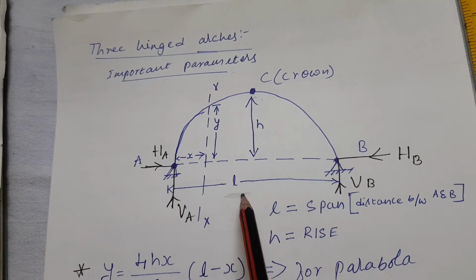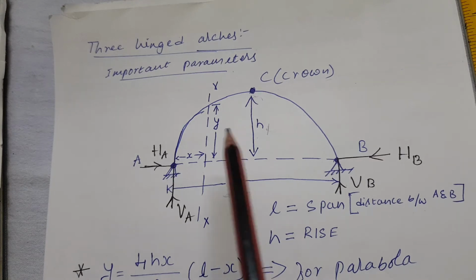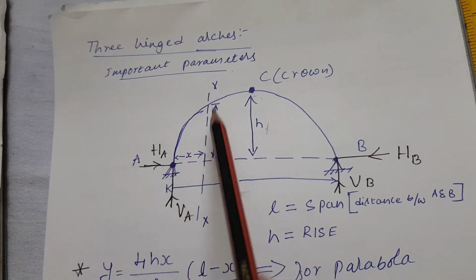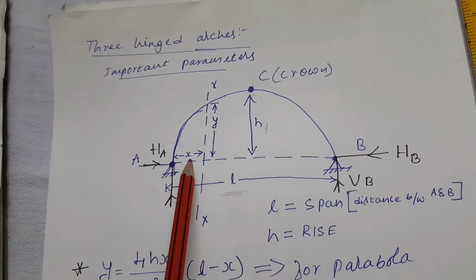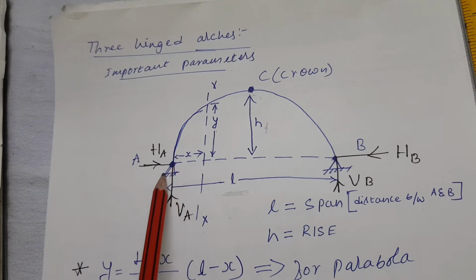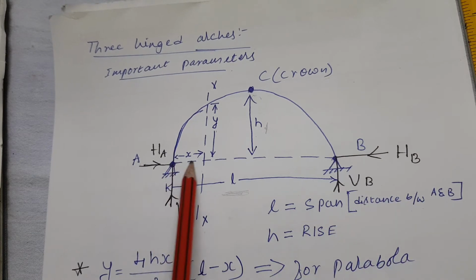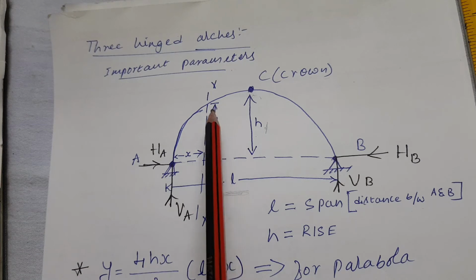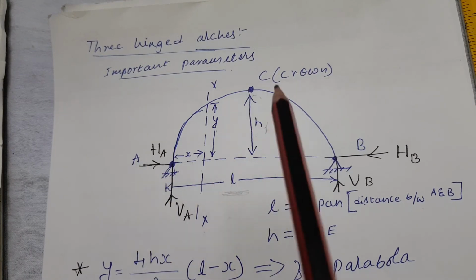The span of the arch will be indicated by L, and small h here indicates the rise of the arch, or in other words the height of the arch, where y is a vertical distance with respect to the section xx that is shown in the figure, and small x is a distance with respect to any one of the supports, either the left or the right. So small x gives the horizontal distance to any point in the portion A to C.